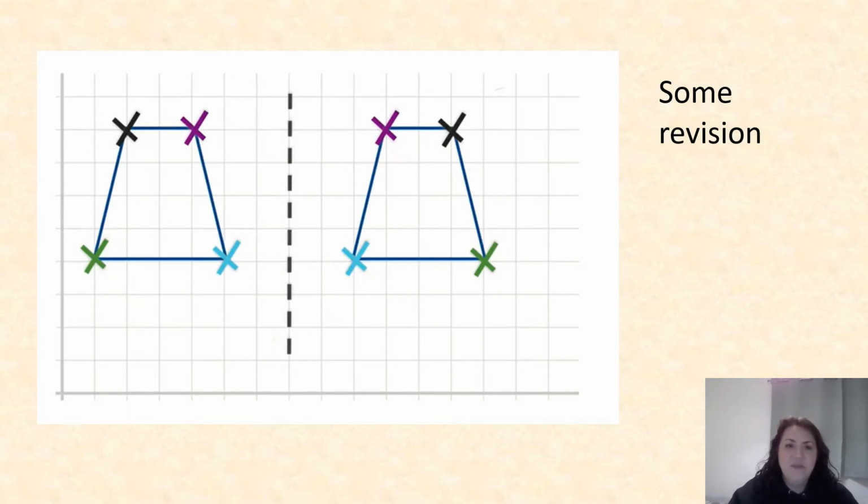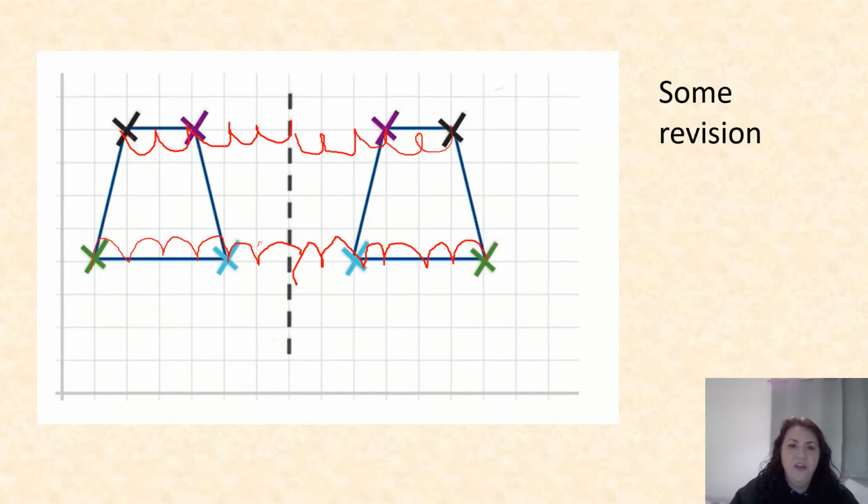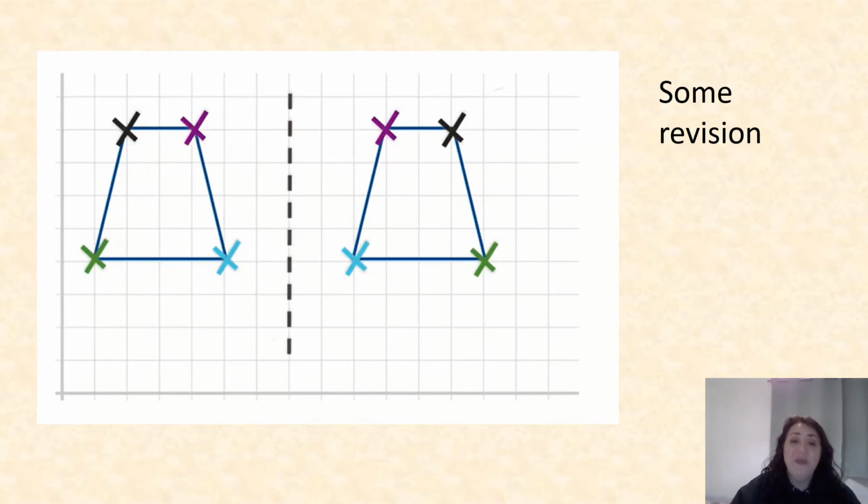Each one is the same distance away from our mirror line. So this blue one is 1, 2 away, 1, 2 away, and the green one is 1, 2, 3, 4, 5, 6 away. Let's check the other side. 1, 2, 3, 4, 5, 6 away. The black one, 1, 2, 3, 4, 5. 1, 2, 3, 4, 5. So they're all the same distance away from the mirror line. So some revision. What's happened? It's been reflected in that vertical mirror line.